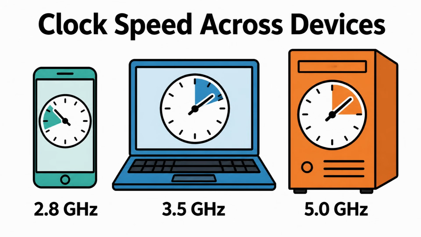And here's something fun to think about. Clock speed shows up differently depending on the device. Your smartphone might run at around 2.8 to 3.5 gigahertz. Powerful, but optimized for battery life. A laptop might hit 3.5 to 4.5 gigahertz. And the high-end desktop CPU, that thing can push 5 gigahertz and beyond. The form factor and power budget of each device shapes what kind of clock speed is practical. Different tools for different jobs.